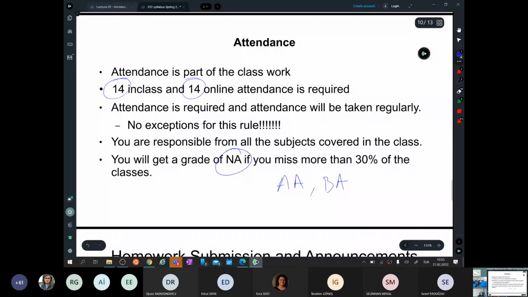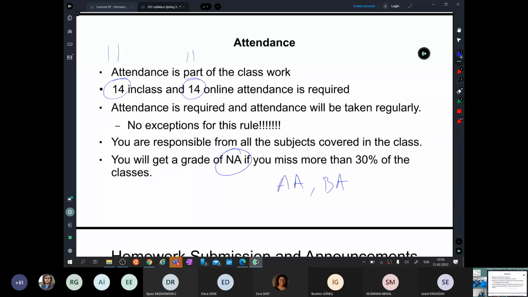So what is 70% of 14? Is it 11? Yes. So I expect you to attend 11 in-class lectures and 11 online lectures. That's the minimum. So don't try to aim for these 11 because we are all humans. There might be some exceptions happening in the future. So try to attend all of them, 14 in class and 14 online. These are all valid for everybody, doesn't matter if you are a graduate student or undergrad student.